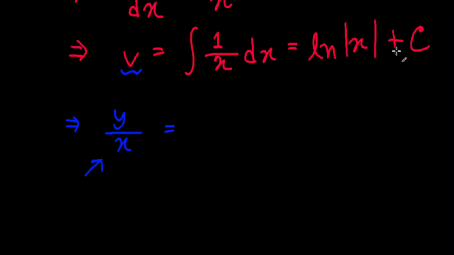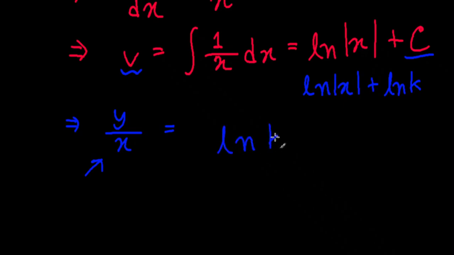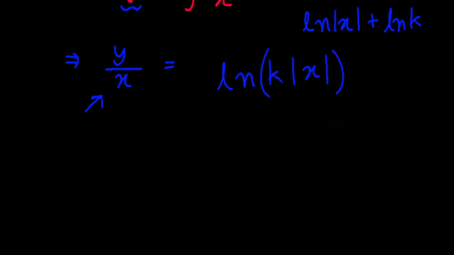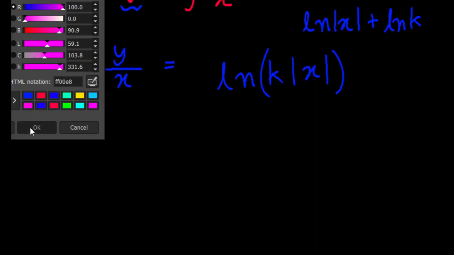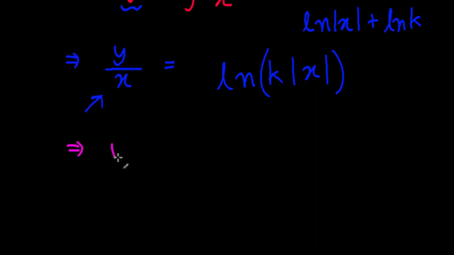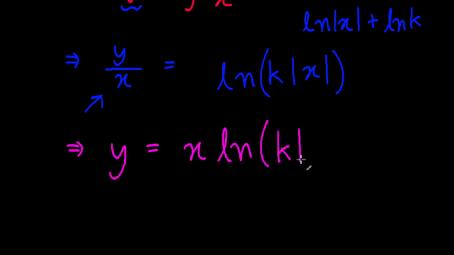We have seen this already. Use the log rule to put a constant there. You could say c could be some natural log of some constant k, right? And then you can say it's the same as natural log of k multiplied by absolute value of x. And now finally we could multiply both sides by x, and we should have our solution. So lo and behold, y has to be equal to x multiplied by natural log of k multiplied by absolute value of x. Voila, we have our solution.